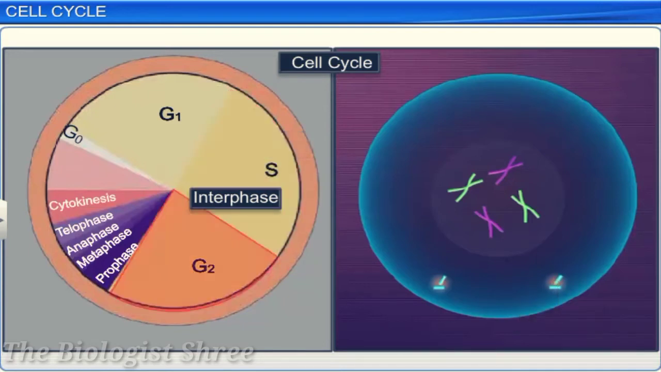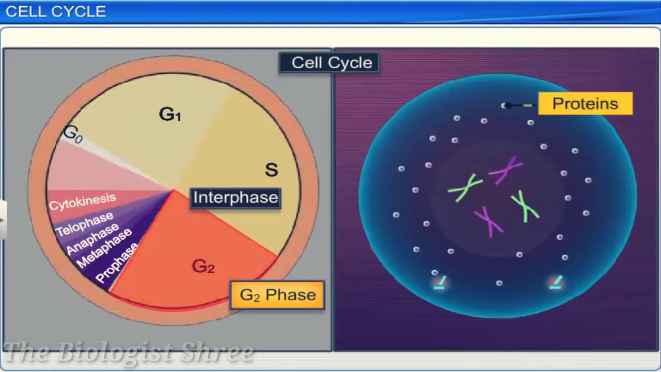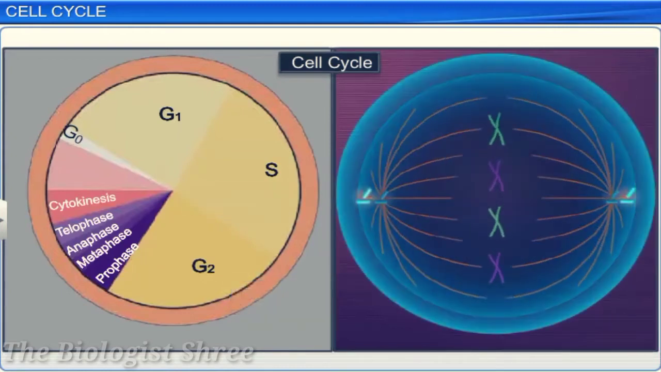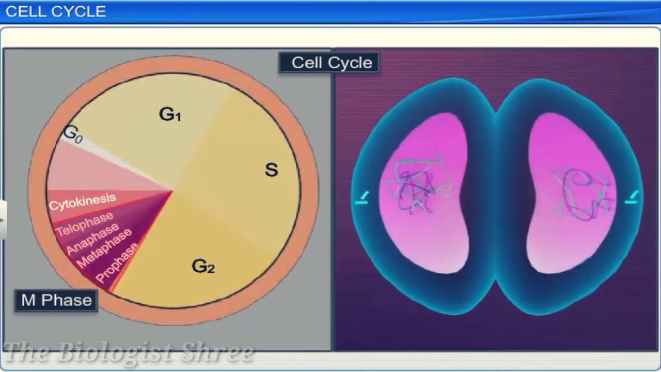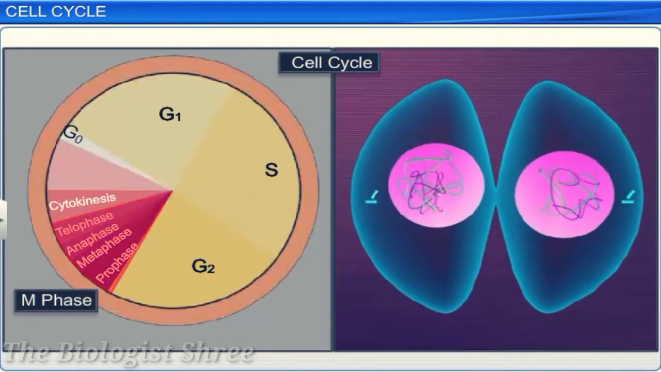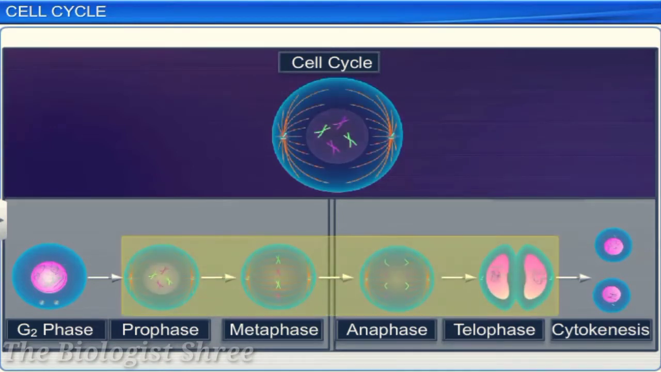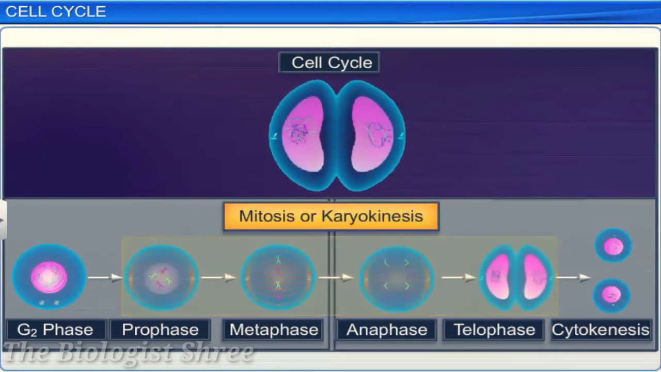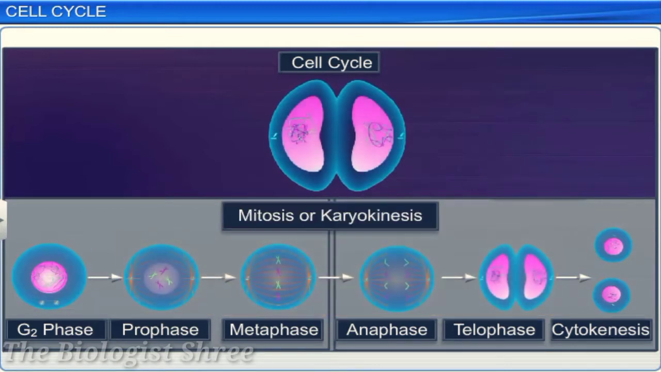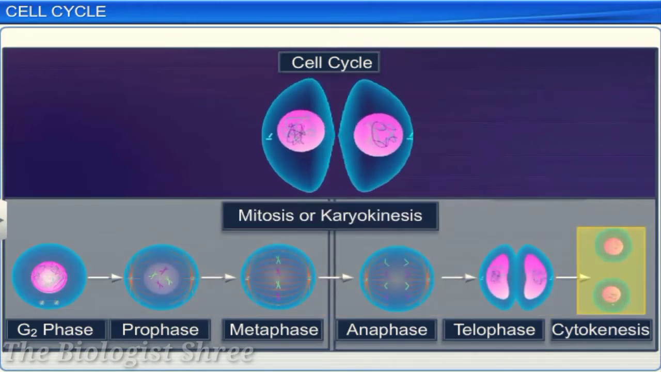Finally, in the G2 phase or gap 2, the cell prepares for mitosis and cell division by synthesizing proteins while the cell continues to grow. Now, the next phase of the cell cycle is the M phase, where actual cell division or mitosis takes place. The M phase begins with nuclear division, which is the division of daughter chromosomes, known as mitosis or karyokinesis. It ends with the division of the cytoplasm, which is known as cytokinesis.